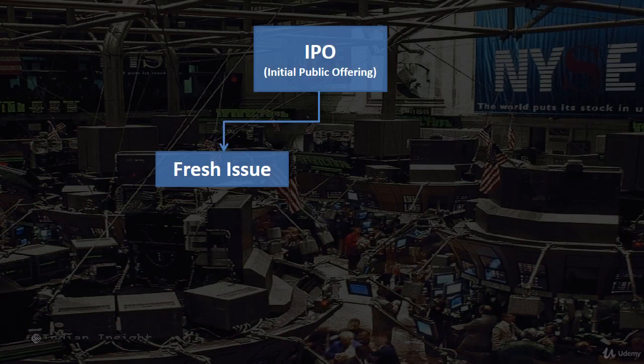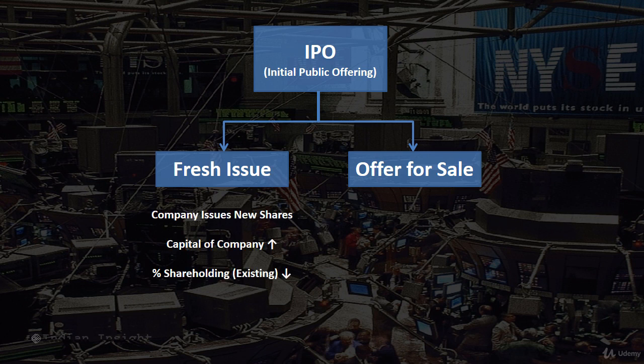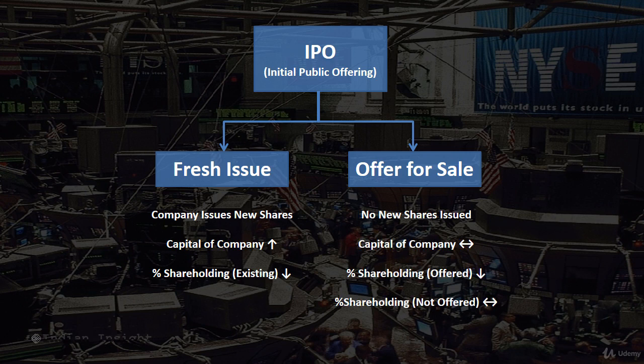IPO involves either fresh issue of shares by the company or offer for sale by existing promoters or institutional investors. In case of fresh issue of shares, the company issues new shares so that they can be sold to the public. On selling the new shares, the capital of the company increases and the percentage shareholding of existing shareholders comes down.